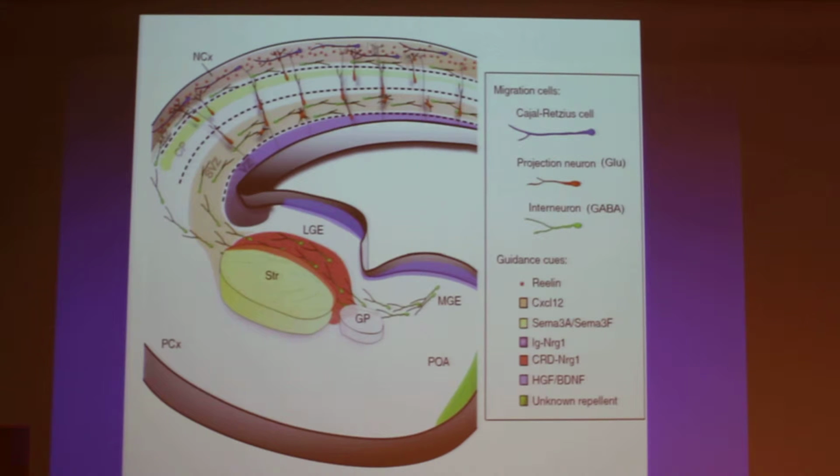We know that the migration is not only tangential, but it's also longitudinal, and there's a lot of various guidance cues here, and there's a lot of names. We also are now getting into the genetics of the different proteins and the names of the different genes, and it's becoming really complicated. I'm not even beginning to understand what's going on.